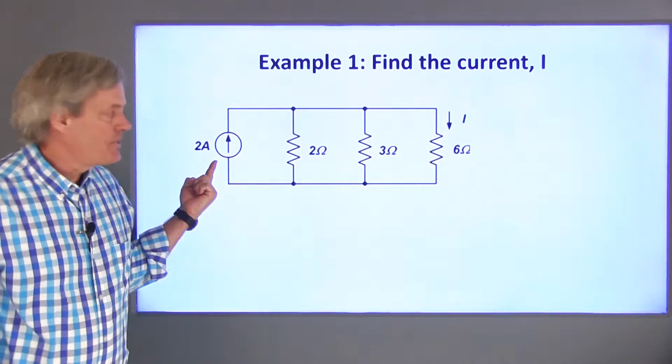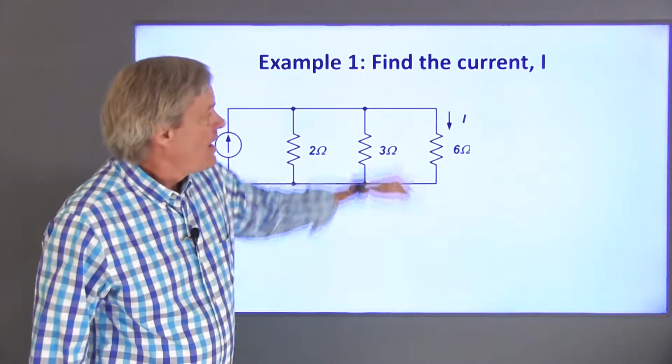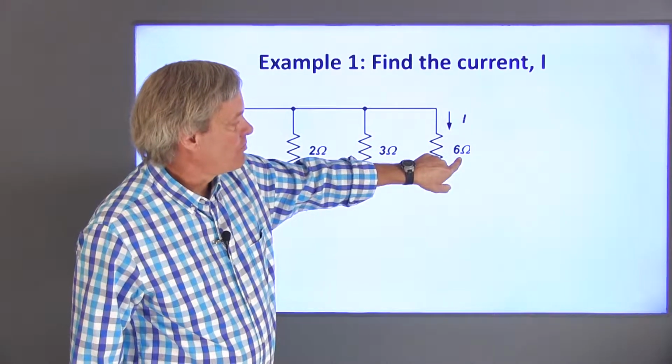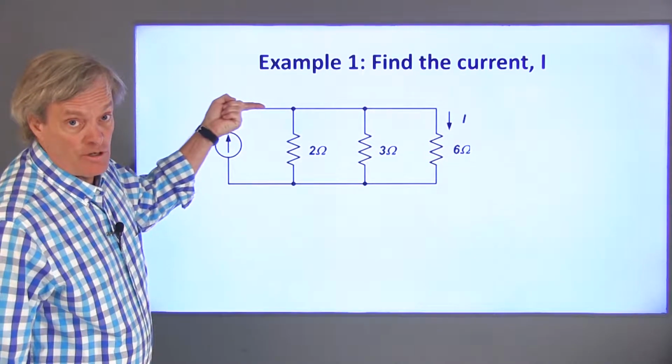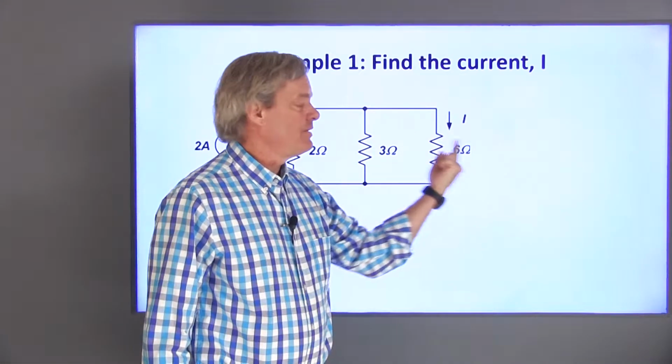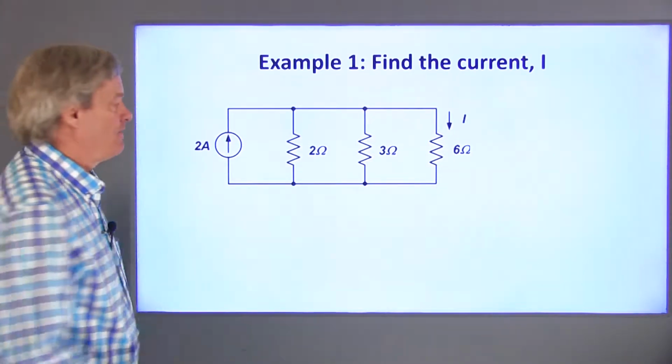I have a 2 amp source here that's providing power to these 3 resistors, all of which are in parallel. I want to find the current through the 6 ohm resistor. I have a set of parallel resistors. I know the total current going into those resistors, and I want the current in one of the resistors. This is a perfect application for our general current divider formula.